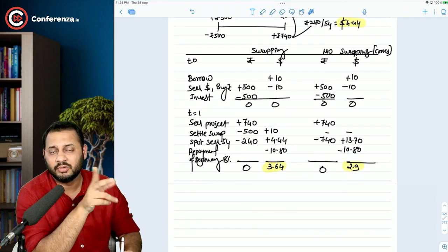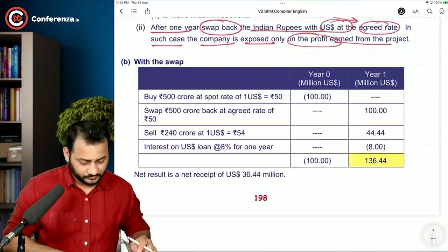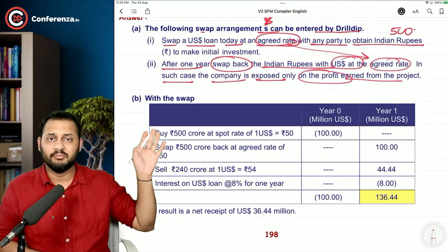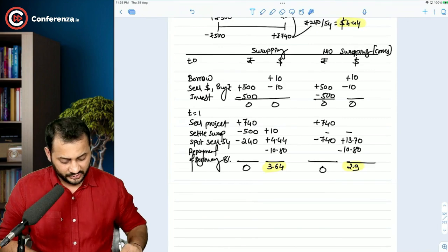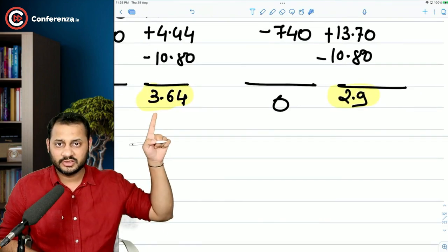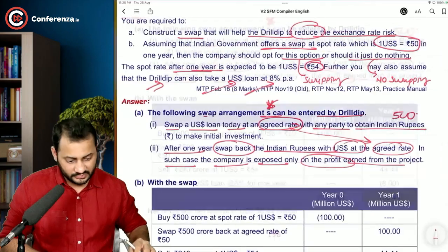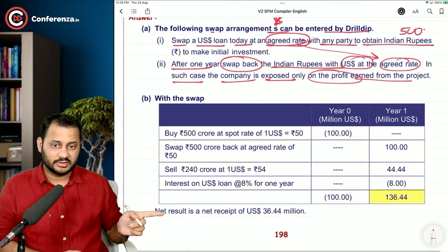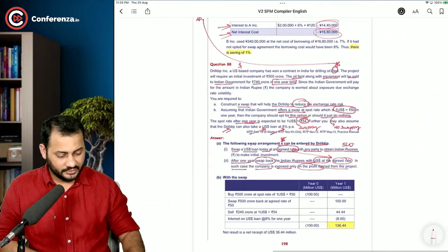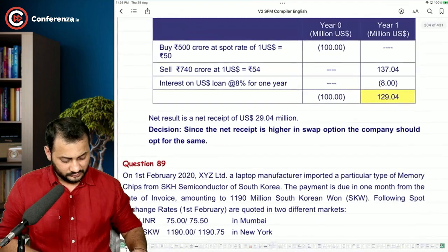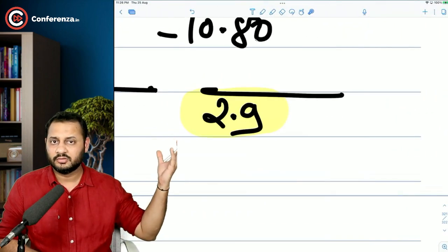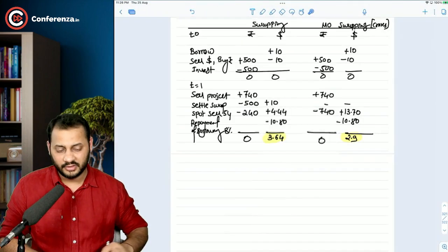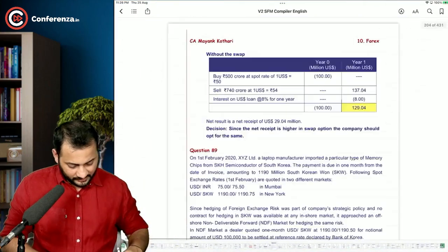Everything is in crore, but what the institute has done is they have calculated everything in millions. So million means 10 extra. If you apply 10 extra to this, it is 36.4 million. It's like 36.44 million. And in the other case, 29.04 million. This is 29 million if you take it in millions. So the answer by the institute is the same.